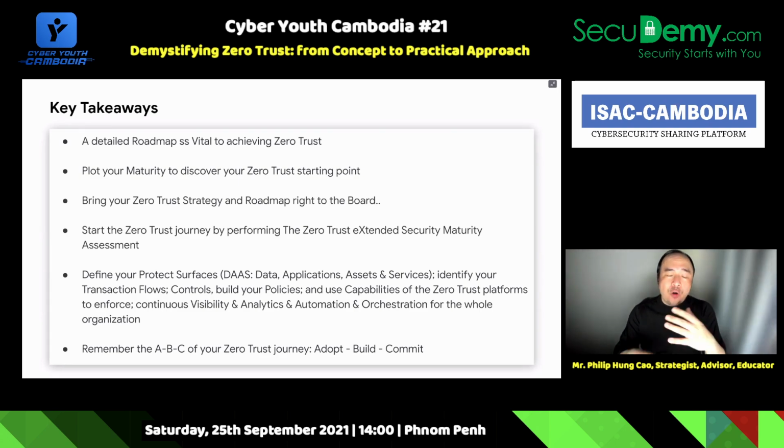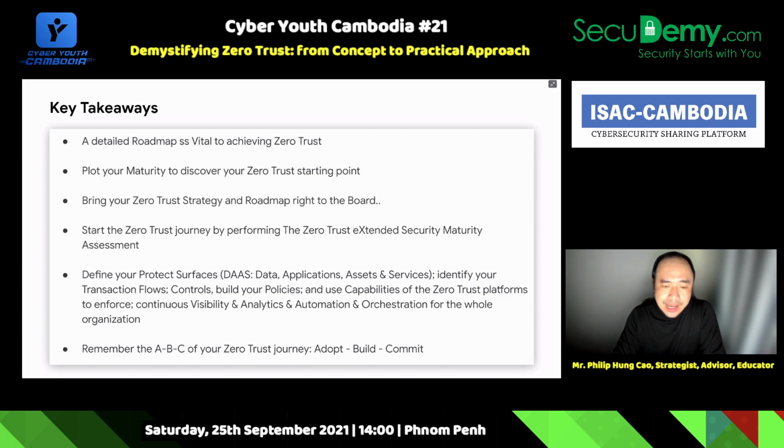And prepare with this assessment and your detailed Zero Trust strategy and roadmap, and present it to the board or director or the business stakeholders to get the sponsorship, the endorsement and support for our Zero Trust journey. And once you have that green light to go, then you will come back and do it in more detail, right? Identify the protect surface, identify transaction flows, put in the controls, build the policy and use the capability of the Zero Trust platform to enforce the policy. And of course, continuous visibility and analytics, automation and orchestration for the whole organization, right?